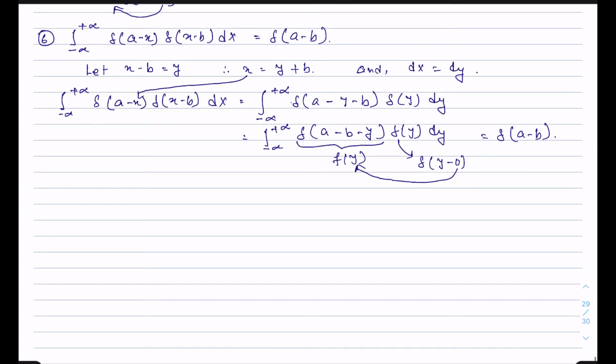Another way of representing this property is the integration from minus L to plus L of delta(a minus x) delta(x minus b) dx is equal to delta(a minus b) if a is greater than minus L and b is less than L, and 0 otherwise.